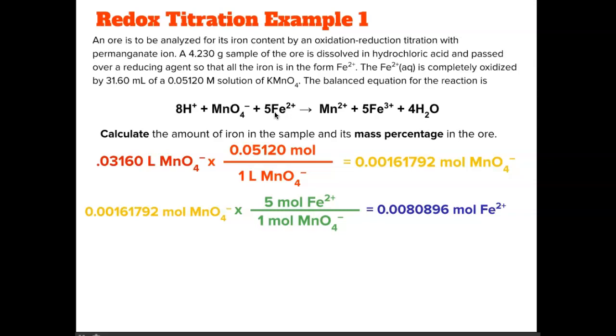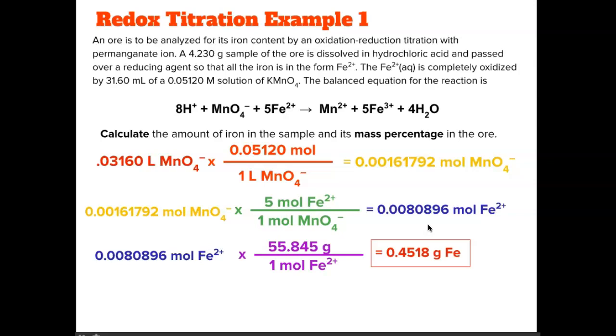So now it's asking me, what is the mass? I'm going to take my moles of iron and convert them to grams. So I'm going to take my moles of iron and multiply by the molar mass for iron, which is 55.845 grams, equal to 1 mole of iron. So that tells me that I have a total of 0.4518 grams of iron in my sample.